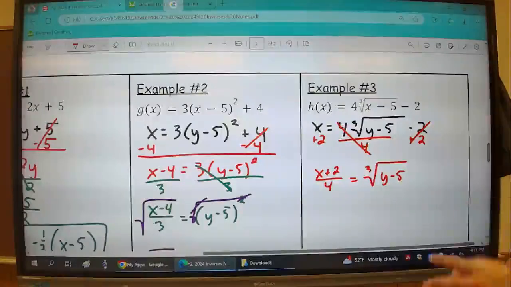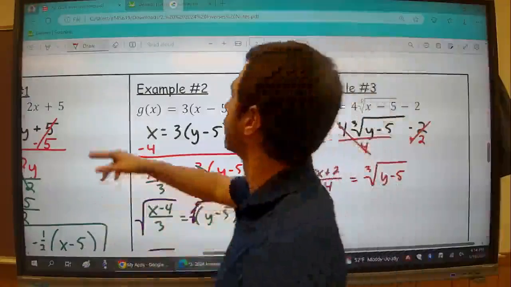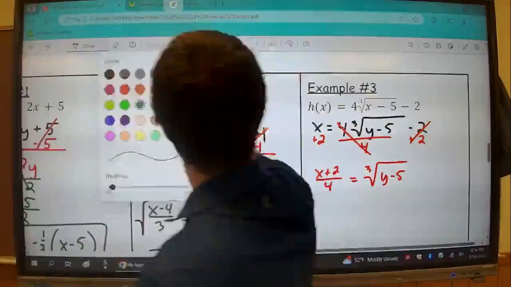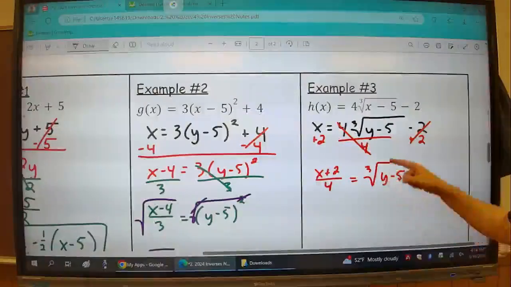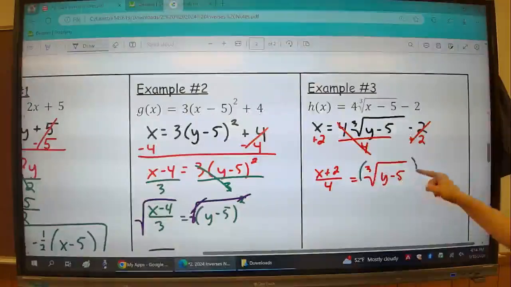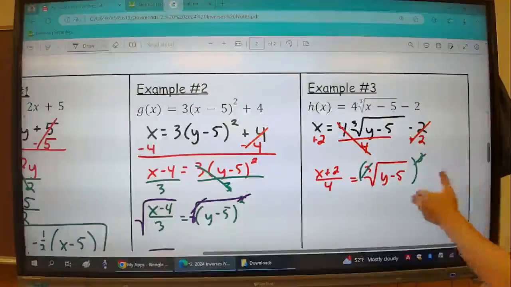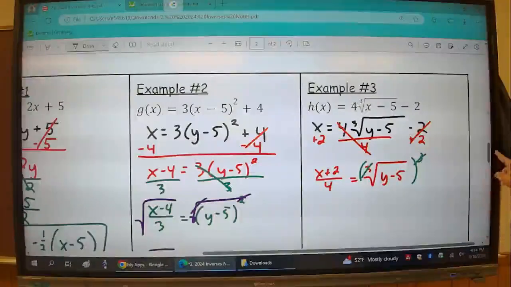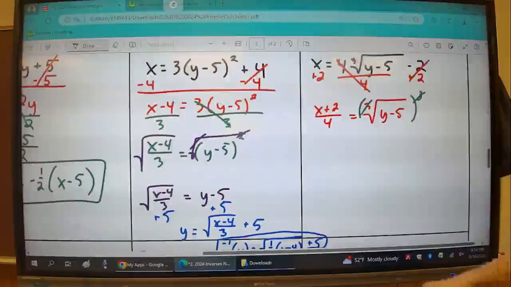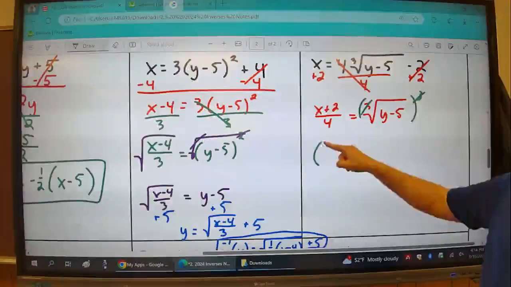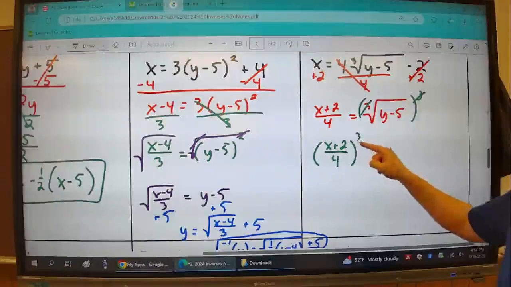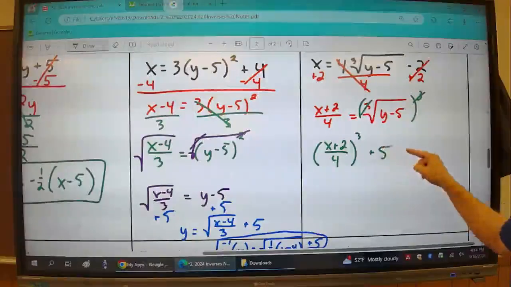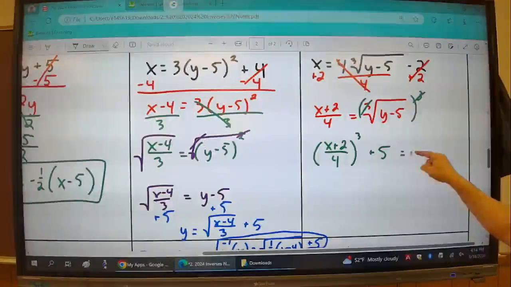Now I'll take care of the next 2 steps together in one. I know that the next thing I should be doing is cubing both sides. And when I cube both sides, that'll cancel the root. And then when I'm done, I should add 5 to both sides. So I end up with whatever x plus 2 divided by 4 cubed is, plus 5. And that's my y function.